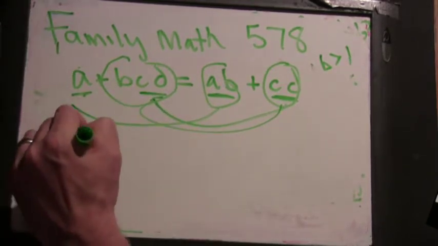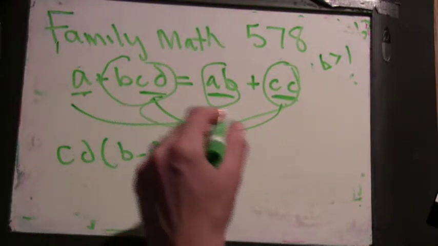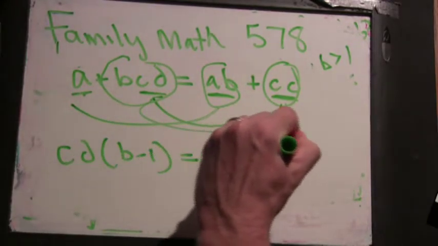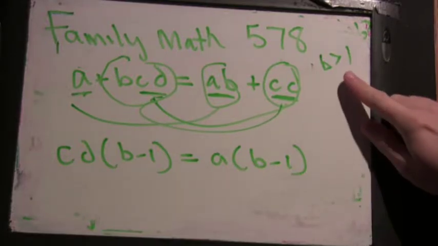Yeah, CD times B minus 1 equals A times B minus 1. So that helps us a little bit also. And then we can divide out the B minus 1s. Right, because we've already counted the case where B equals 1.